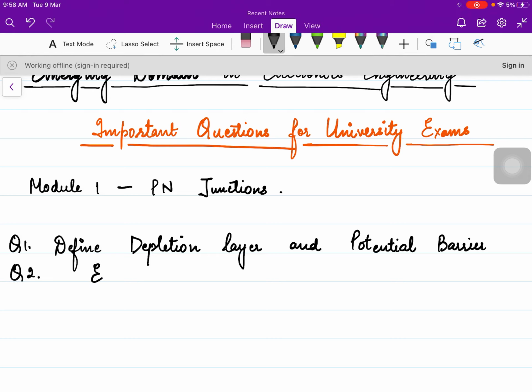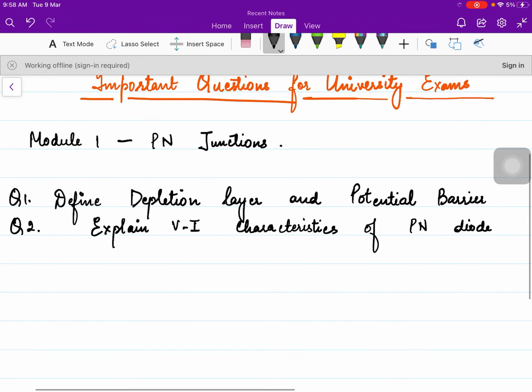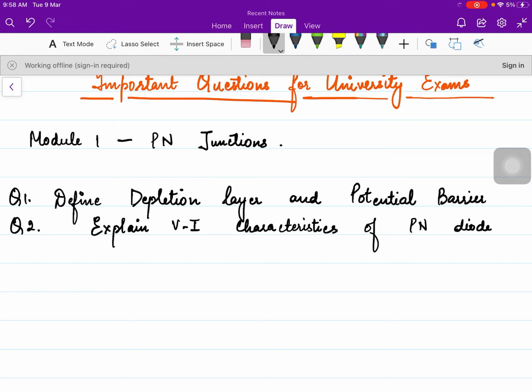Second thing, explain the VI characteristics of PN diode. Very important question. Explain VI characteristics, where we draw the graph of voltage versus current for the PN diode. And we also indicate knee voltage and breakdown voltage over there. So this is a very important question.